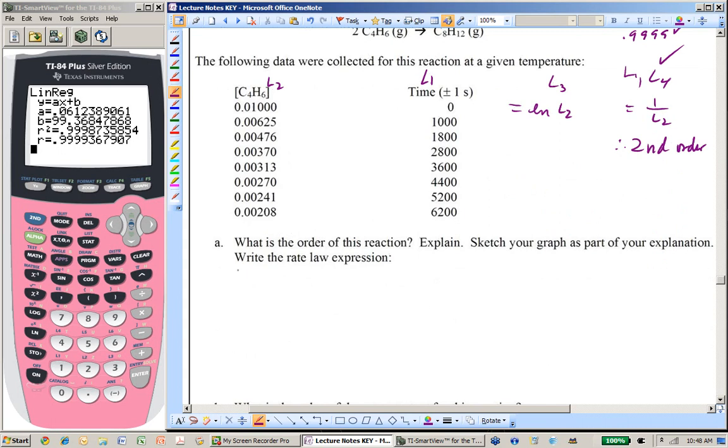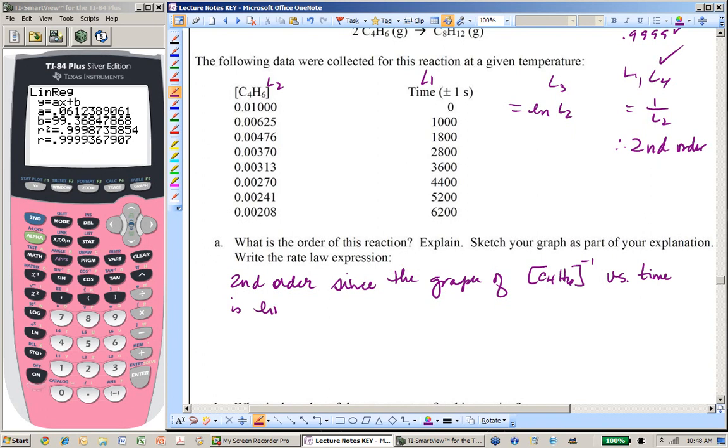So what is the order of this reaction, and explain? Second order. Since the graph of reciprocal concentration, concentration of C4H6 to the -1, or you could do 1 over it if you like that better, it's up to you, versus time, it's always y versus x is linear. Sketch your graph as part of your explanation.